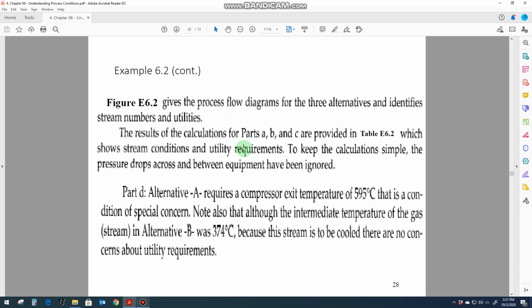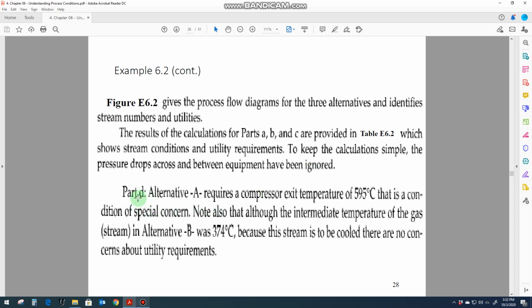The results of calculation parts A, B and C are provided in the table, which shows streams, conditions and utility requirements. To keep the calculation simple, the pressure drops across and between equipment have been ignored. So delta P across equipment has been ignored to keep the calculation simple.